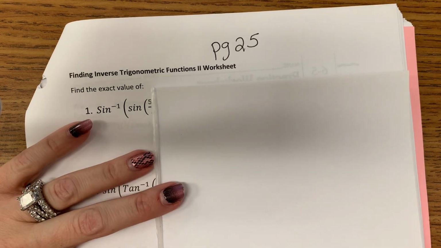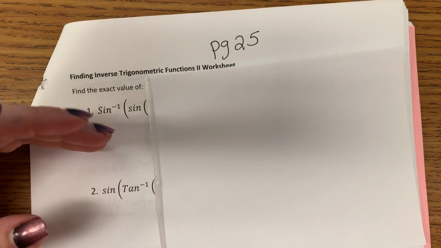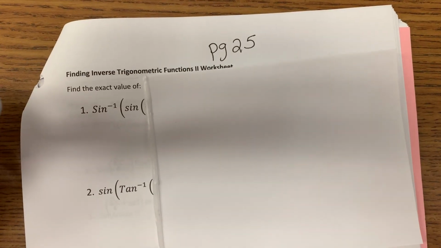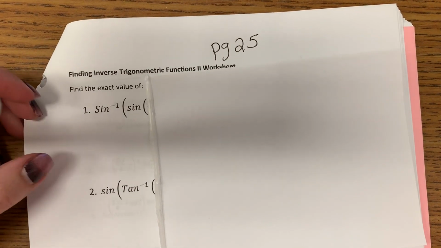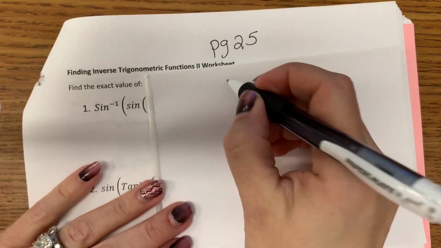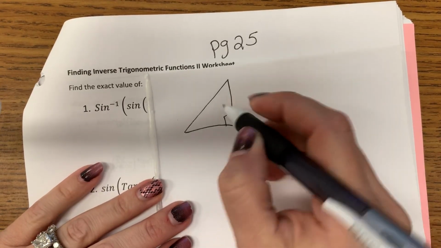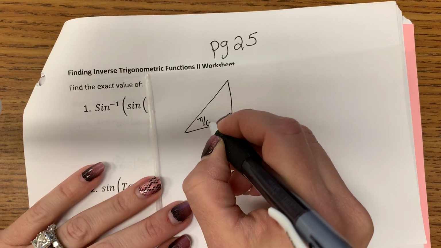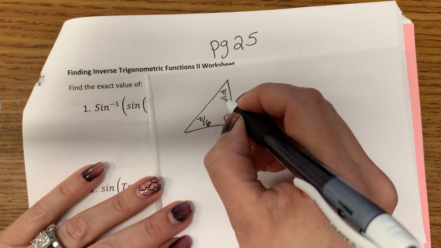Some teachers use the whole unit circle. Some people draw a table of values and memorize that. I like to use the special right triangles. So I'm going to take a second and draw those.